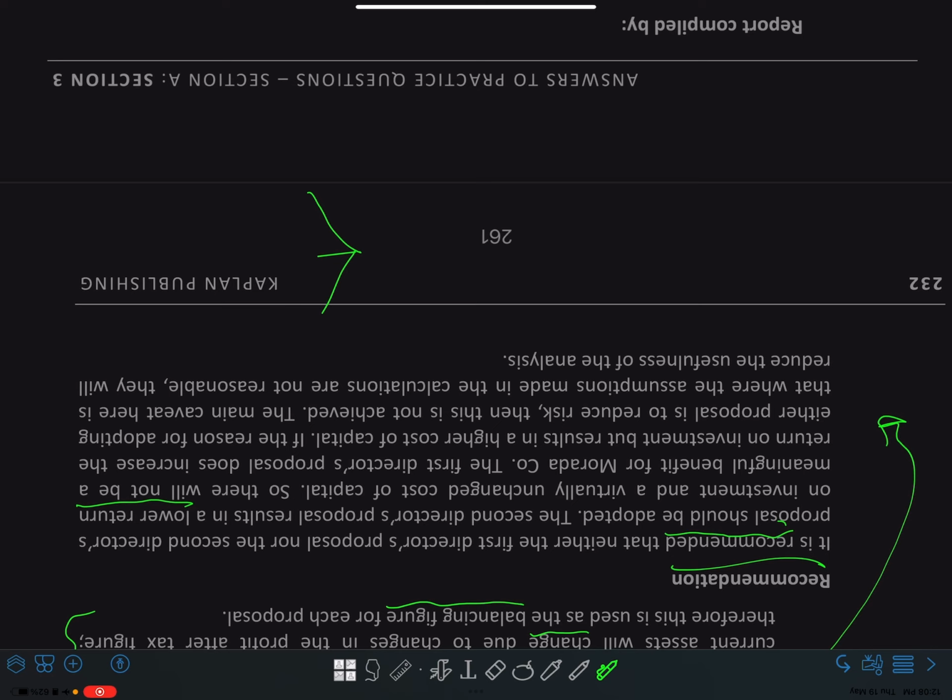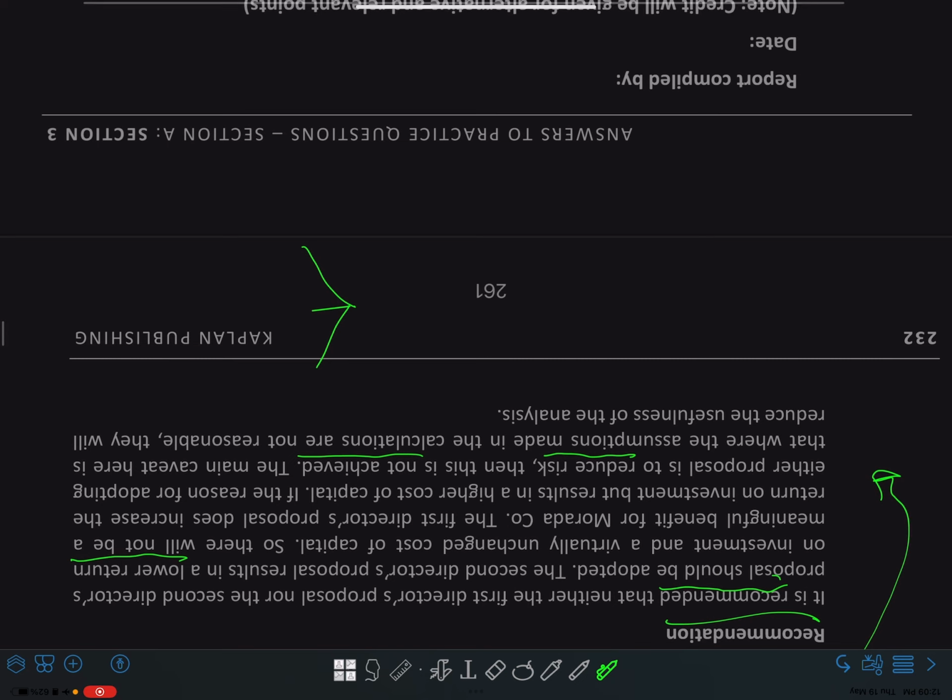You're just constant. So that's not a reliable thing. The first director's proposal does increase a return, but results in higher cost of capital, right? So even though the return on investment is higher, you're basically paying it out. So basically your cost of capital is higher. So if the reason for adopting both proposals is to reduce risks, this is not achieved, right? The risk is not being reduced.